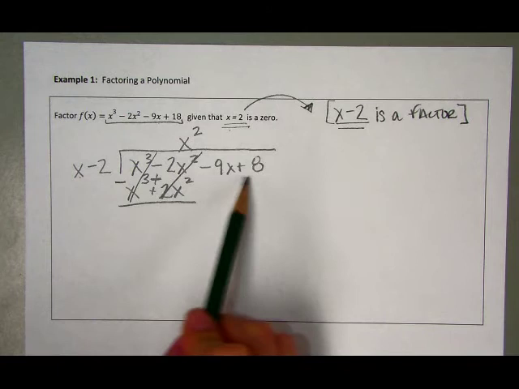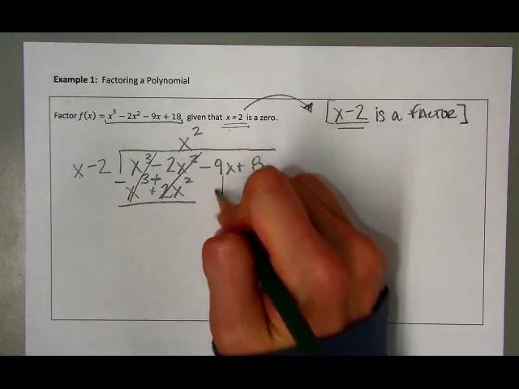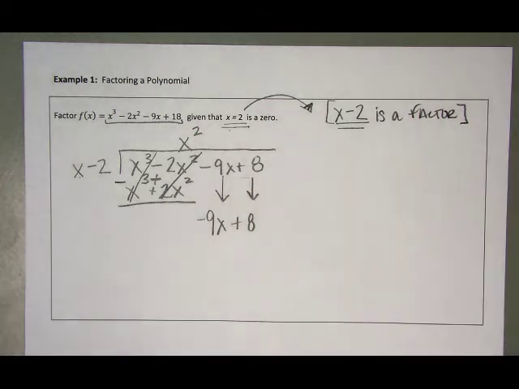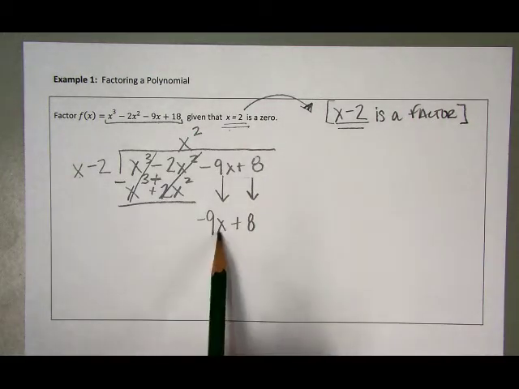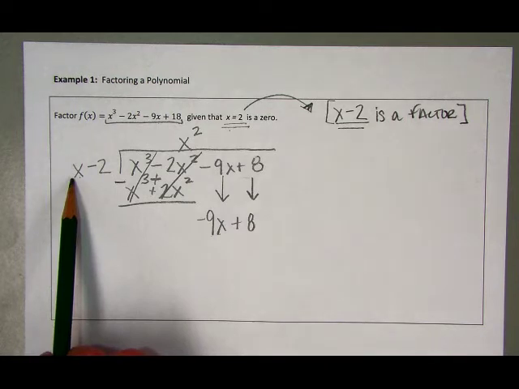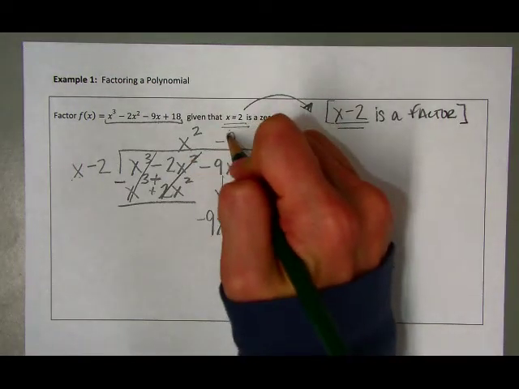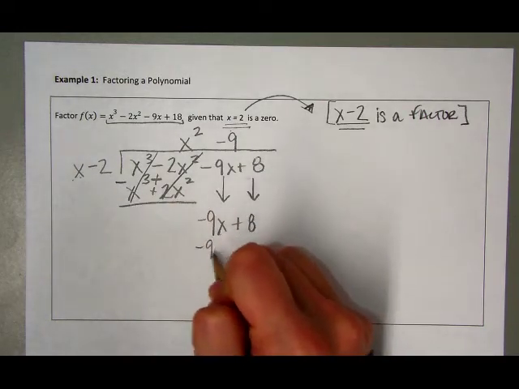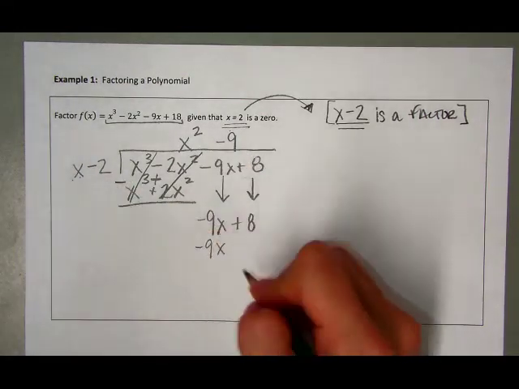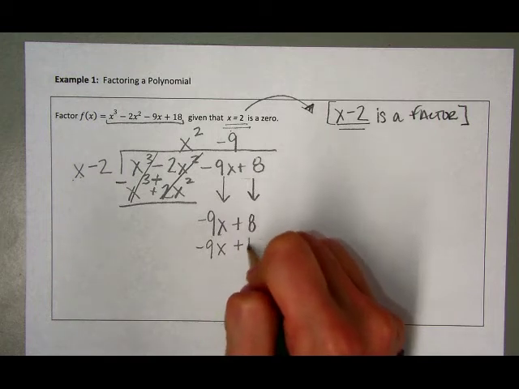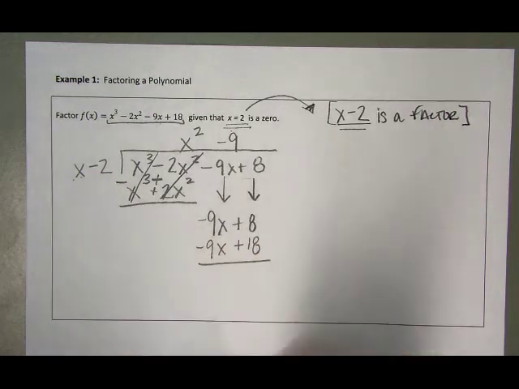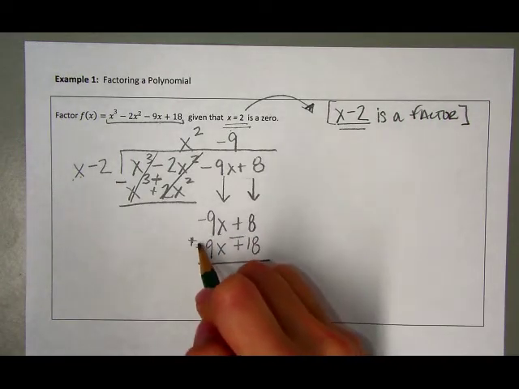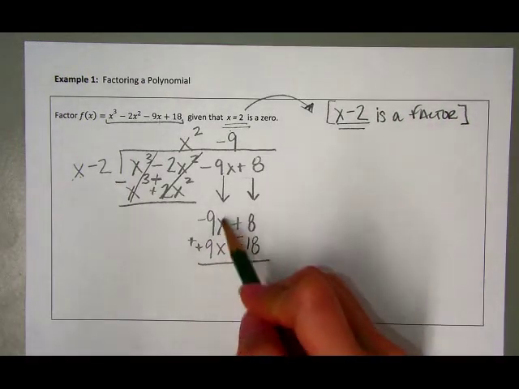Since I have 2 left on the inside and 2 left on the outside, I need to bring down both terms together. I need a negative 9x on the inside, but I only have an x on the outside, which means I'm missing a negative 9. Negative 9 times x now gives me negative 9x. Negative 9 times negative 2 now gives me a positive 18. Subtract both terms from each other. Double negatives with the term below it cancels out.